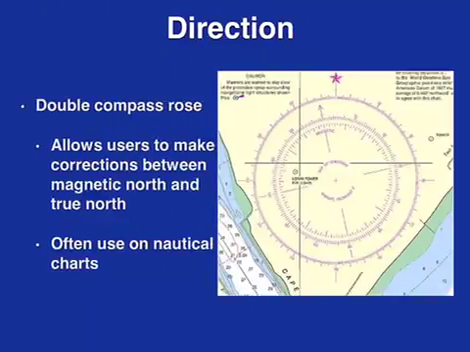Sometimes, especially in ship sailing, they will use a double compass rose, and this allows users to make the correction between magnetic and true north. Usually you can see that this line right here is pointing towards magnetic north, whereas this starred line would be your geographic north. So they can see where they're off and how much they're off, and then correct accordingly.